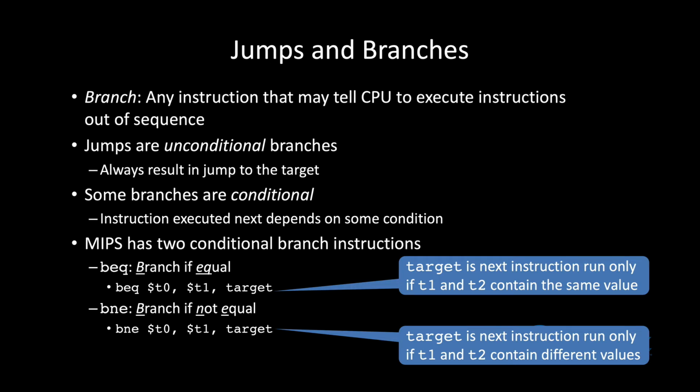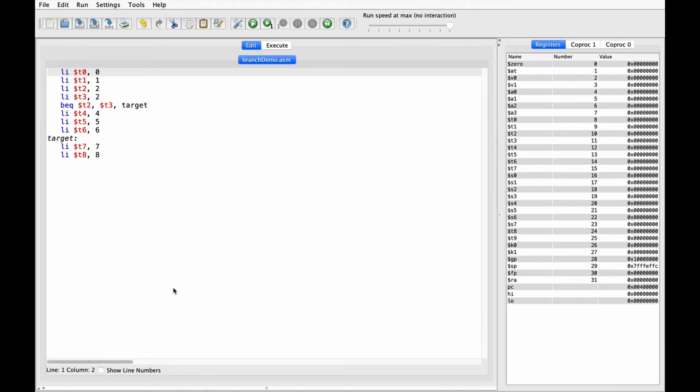And just so you're aware, the use of terms like jump and branch can differ very slightly between CPUs. In MIPS, we tend to use the term branch only for conditional branches like BEQ and BNE. However, I've seen people, when talking about other CPUs, occasionally use the term branch to also include unconditional branches. Fortunately, the intended meaning is usually clear from the context. So let's quickly look at some assembly code with branches in it.